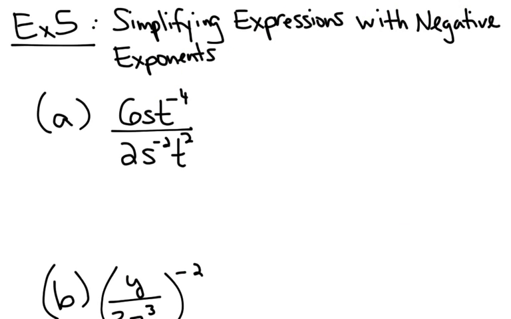Now let's do a problem where we're going to simplify expressions with negative exponents. There's not really one right way of going about doing this problem. So one way of doing this problem is to start by getting rid of the negative exponents, so that s to the negative 2 in the denominator goes to the top and becomes a positive 2. That t to the negative 4th in the numerator gets moved to the denominator and becomes a 4.